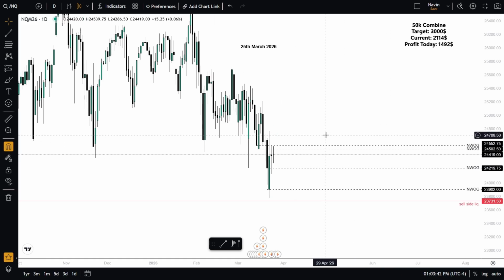So this is a 50k combine challenge, where I need to make $3,000 profit without a loss of $2,000. Today I just hit a take profit of 1,400-something dollars. So I will walk you through the trade which I took today.